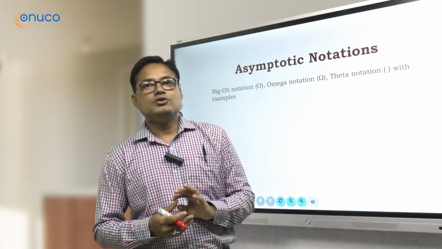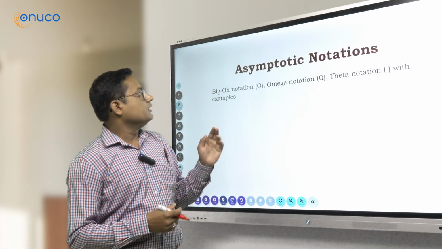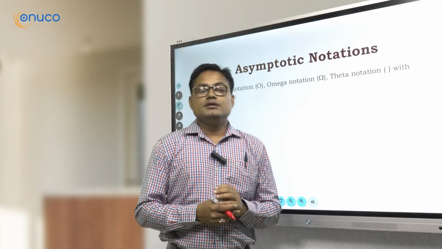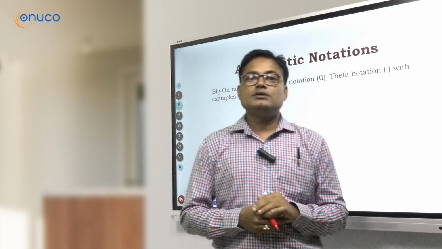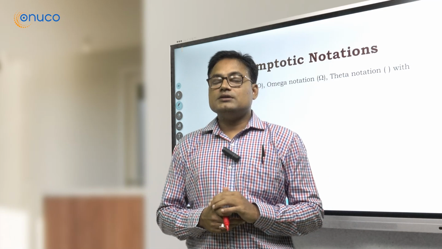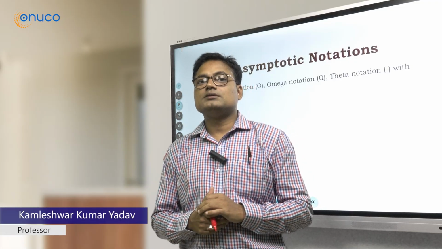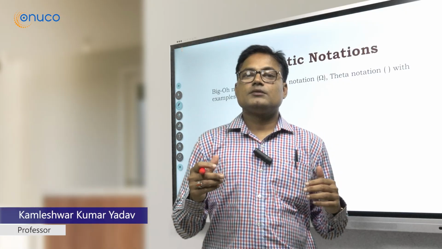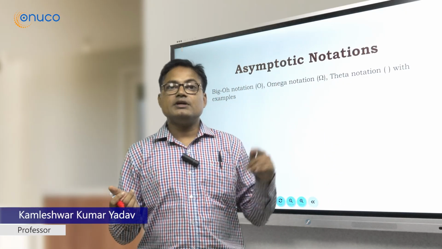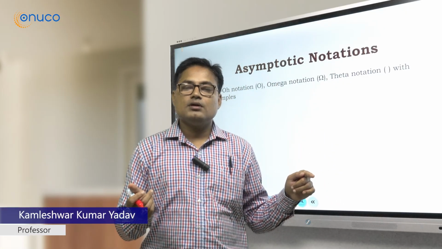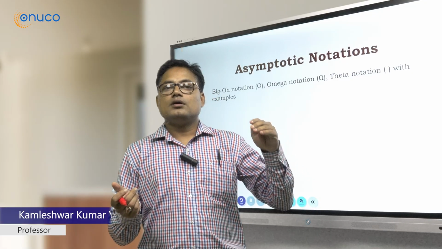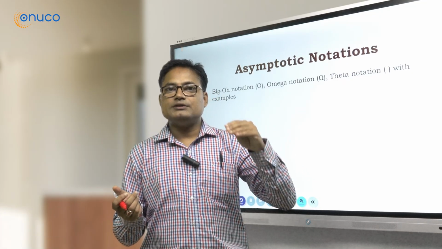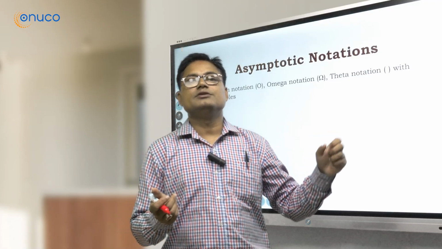Hi friends, we are going to learn asymptotic notations. These notations are very important. And what is this asymptotic notation? Computer scientists use it to compare more than one algorithm for the given problem, by their time complexity, or you can say order of growth, for the larger set of input.